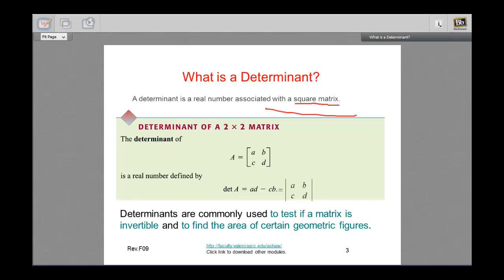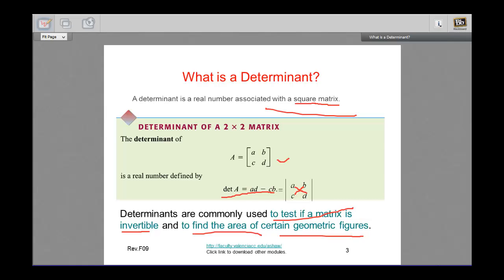So the determinant of a 2 by 2 matrix is a real number defined by: determinant of A will be AD minus CB. We multiply this and CB, and whatever result we get, that's the value of the determinant. So determinants are commonly used to test whether the matrix is invertible and to find the area of a certain geometric figure. Most of the time we will find the determinant to check whether the matrix is invertible or not.